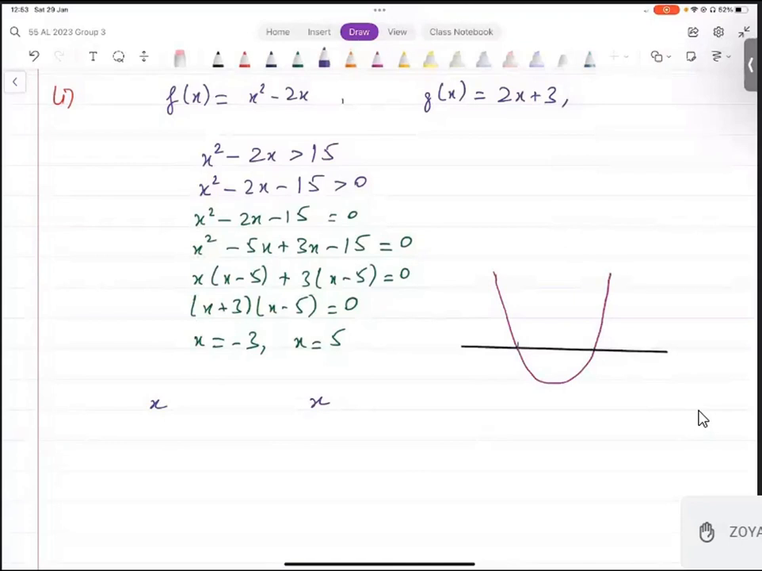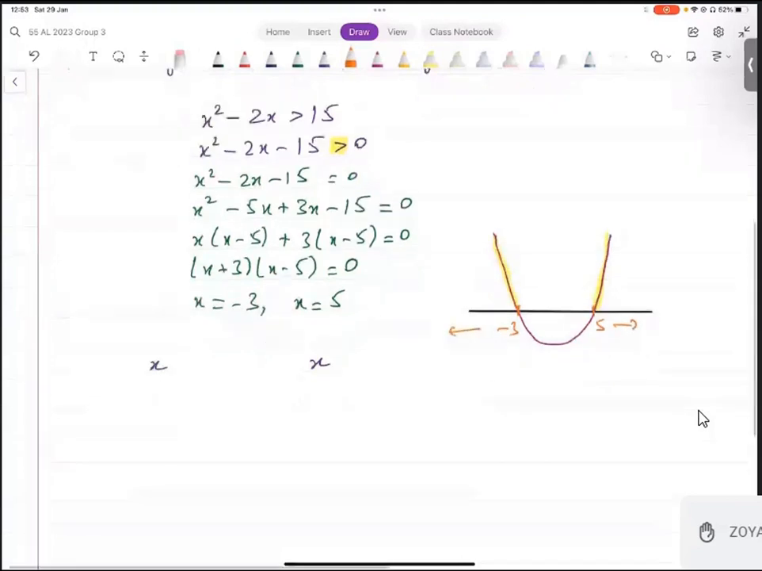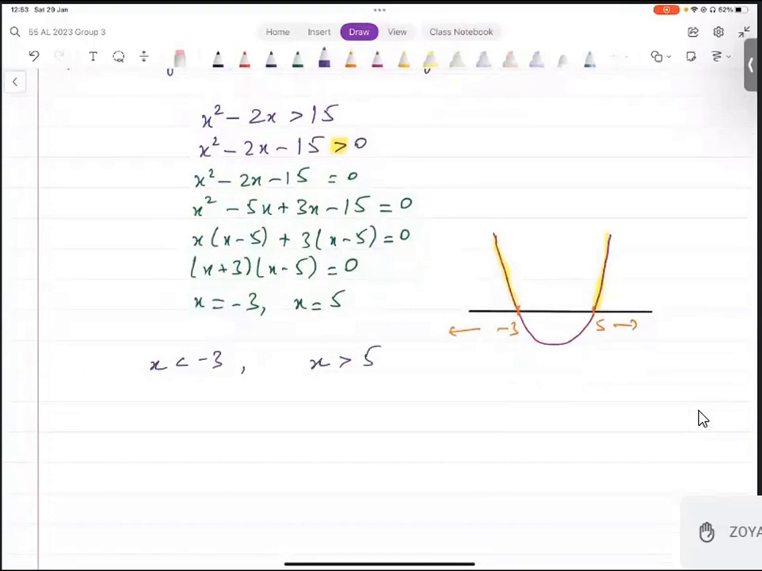We have this intercept. This is minus 3. This is 5. We're looking at the part of the graph that is greater than 0, above the x-axis. We're looking at this part and this part. ये कौन से parts हैं x-axis के ऊपर? Greater than 5 and less than minus 3. So you say either x is less than minus 3 or x is greater than 5. This is your result here.